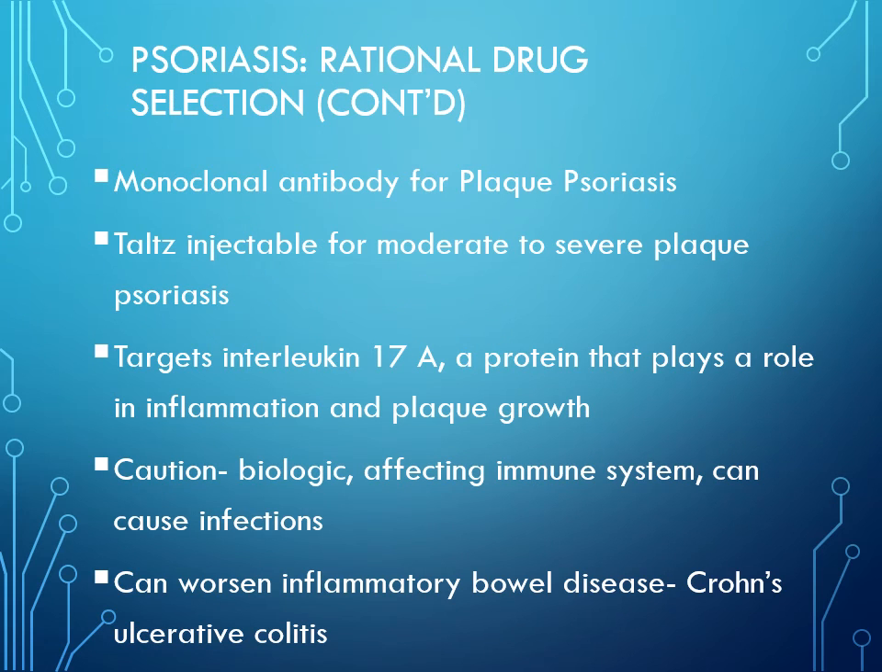There is a monoclonal antibody now for plaque psoriasis, Taltz, which is an injectable for moderate to severe plaque psoriasis. It can target interleukin 17A, and that's a protein that plays a role in inflammation and plaque growth. But there are some cautions, especially the concern about being immunocompromised while on any monoclonal antibody. So it can worsen inflammatory bowel disease such as Crohn's or ulcerative colitis.